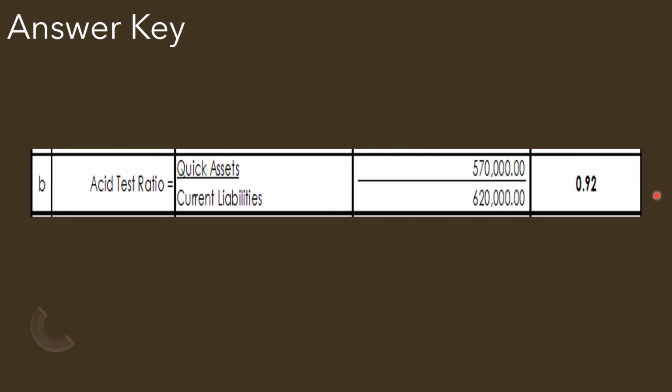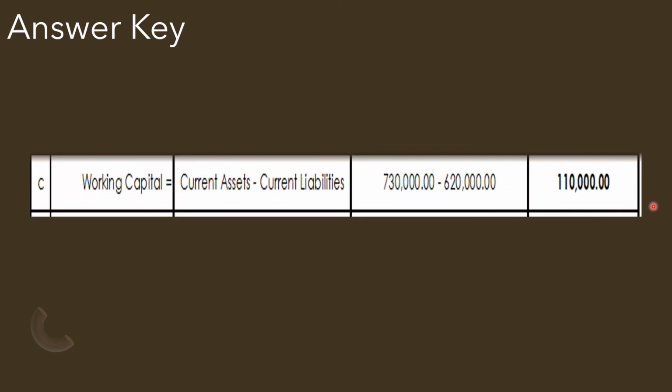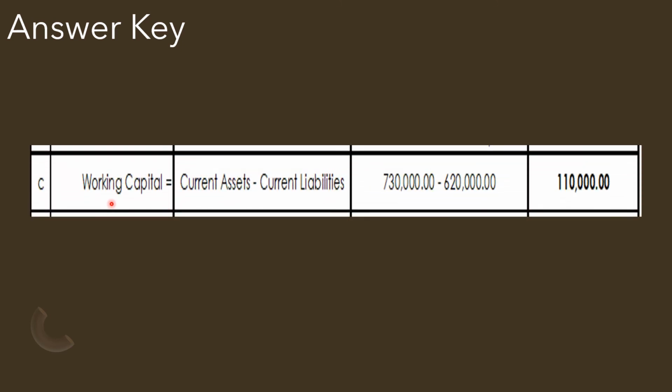Next, for acid test ratio, we have quick assets over current liability. Your quick assets is simply your cash plus AR. Wala naman tayong marketable security. So that's 570 over your current liability of 620. The answer should be 0.92. Next is your working capital. Again, working capital is your current assets minus current liabilities. Your current assets is 730 minus your current liability of 620. Your working capital is 110.